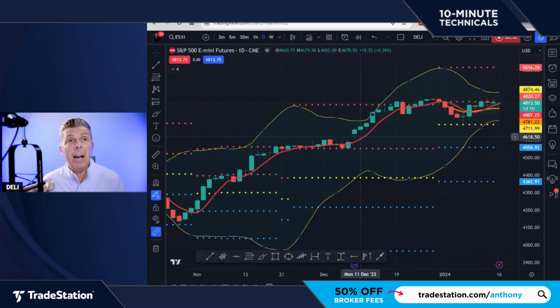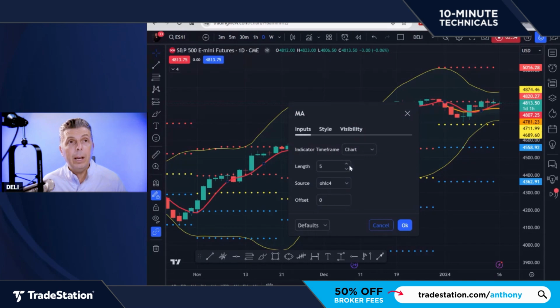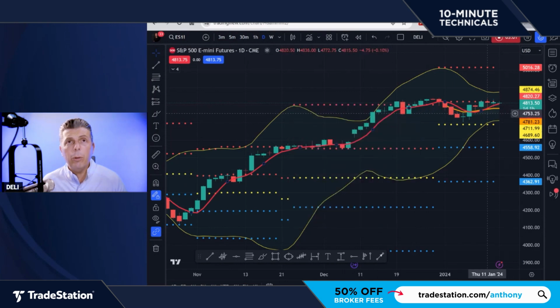You'll also see a 5-day moving average on here. So I'll click on this just so you can see it. 5-day simple moving average, OHLC4. And also the orange line that you're going to see here is going to be my year-to-date anchored VWAP.